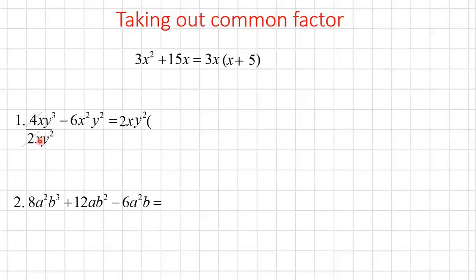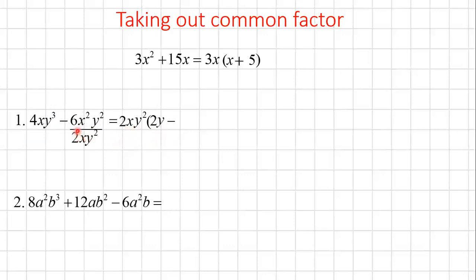We can cancel 4 and 2, it's 2. X by x cancels. Y cubed by y squared, it's y. Now write it in brackets: 2y. After that, put minus because there is a minus sign, and divide the second term by the greatest common factor.